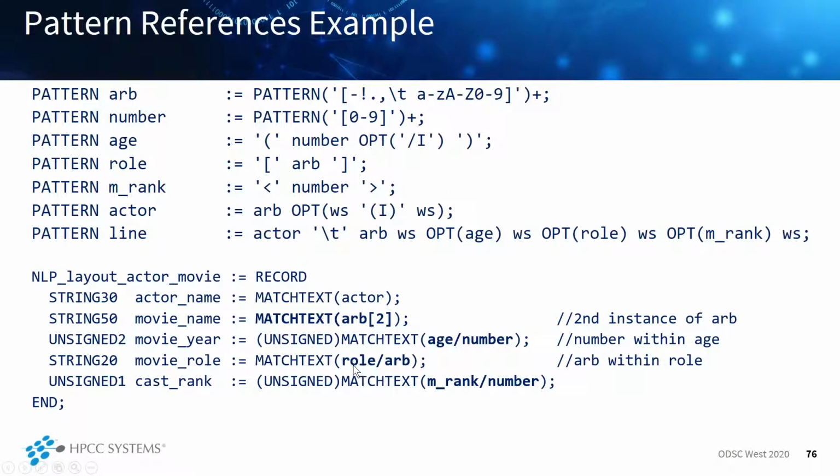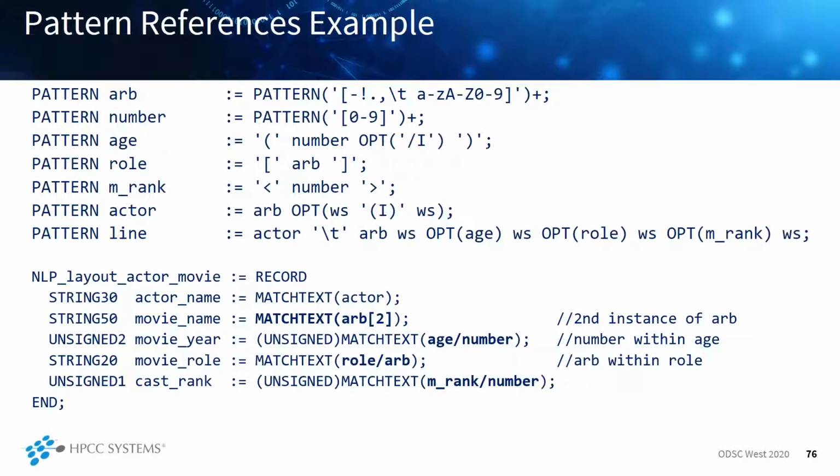All right? So if I wanted to strip out the number from the movie rank, I simply drill down to the number. It will strip out the angle brackets. If I want to just strip out the square brackets from role, I just go to ARB of role. So this is how you can shape your data. The parse function matches, and then the pattern references let you drill down into the pattern and pull out the good stuff.